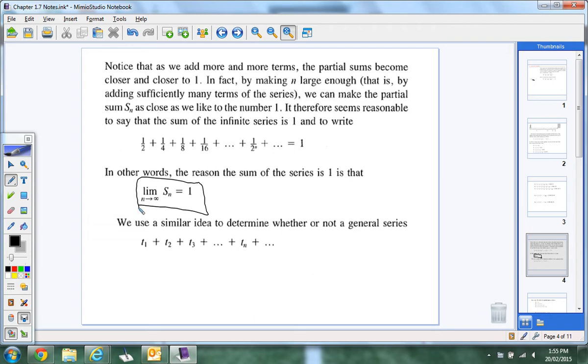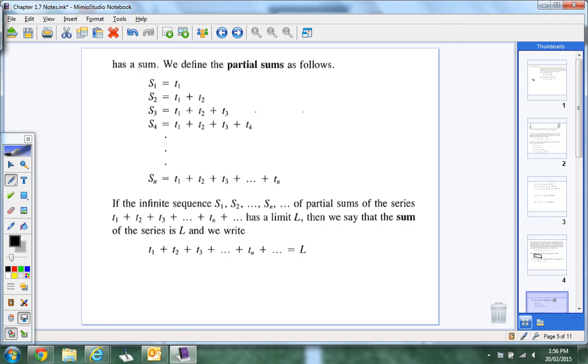We use a similar idea to determine whether or not a general series of terms, t sub 1, t sub 2, to t sub n, has a sum. We define the partial sum as follows. These are partial sums. The sum of 1 would be just term 1, the sum of 2 would be 1 plus 2, the sum of 3 would be 1 plus 2 plus 3, etc. You're adding all the terms up to that number. That's why it's S sub n here. This is a general one. If you like writing down the definitions, that's the general sum rule. And that should be something you know from Math 20, I hope, if I served you well.